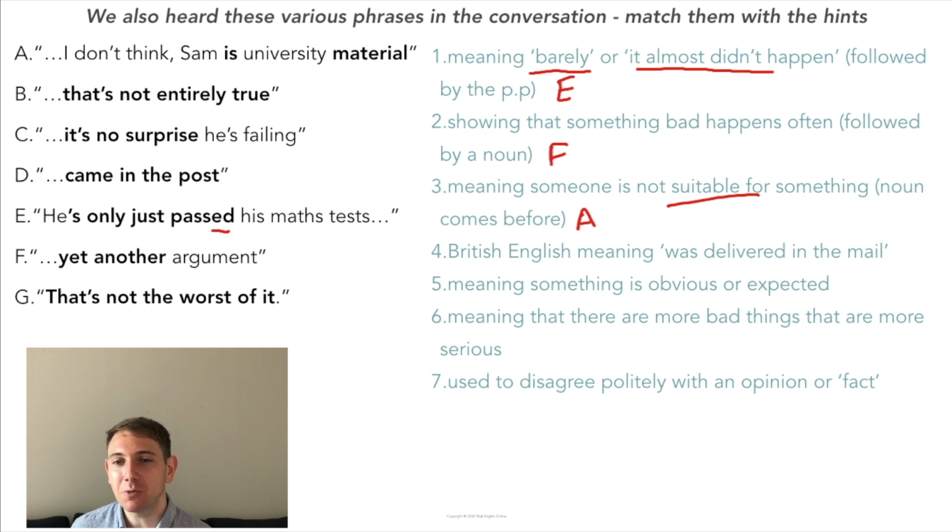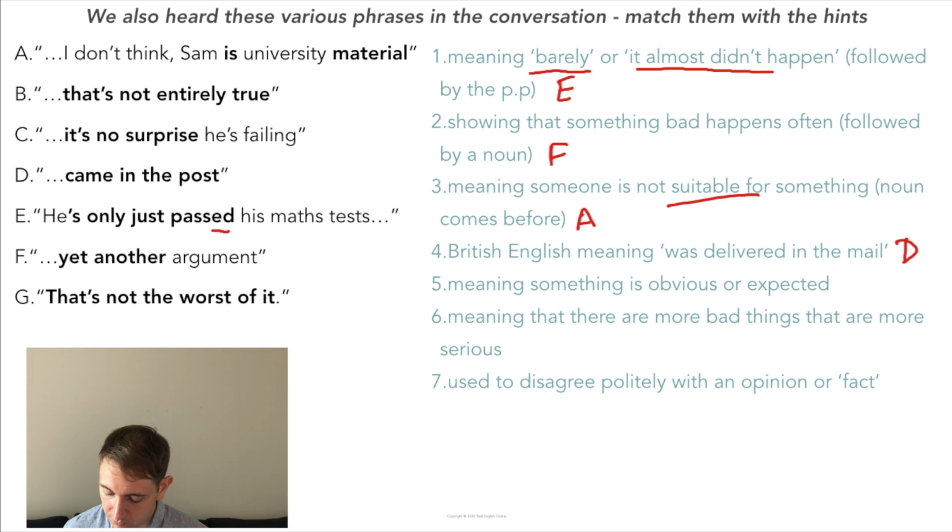All right, the next one. It's a British English phrase meaning was delivered in the mail. And this one is, of course, D, came in the post. Now, Americans don't really say this so much, I don't think. More of a British English phrase. Something came in the post, it was delivered in the mail. Now, meaning something is obvious or expected. What do we think?